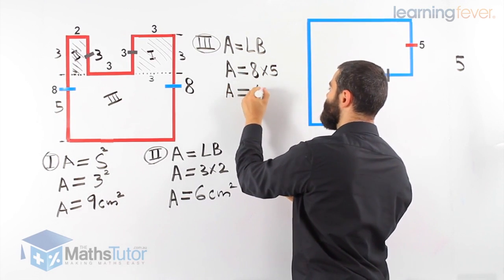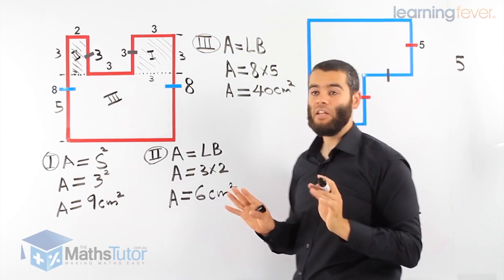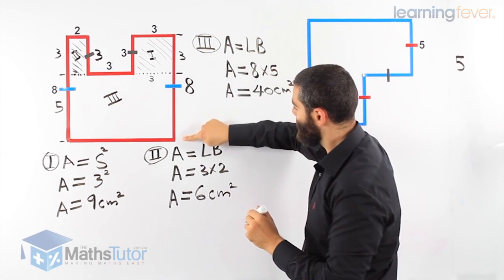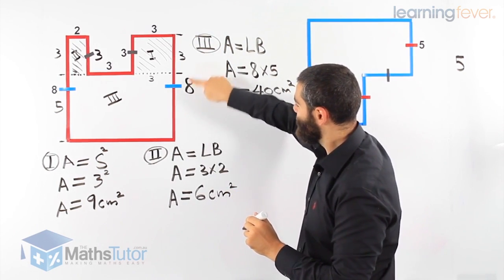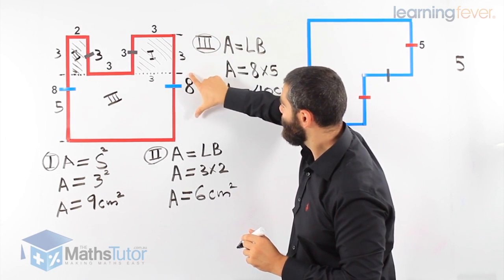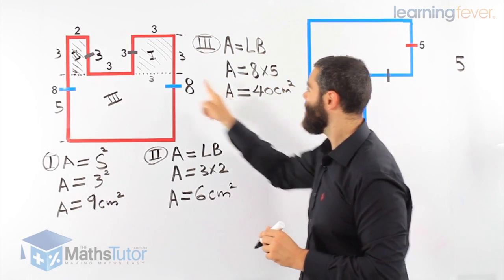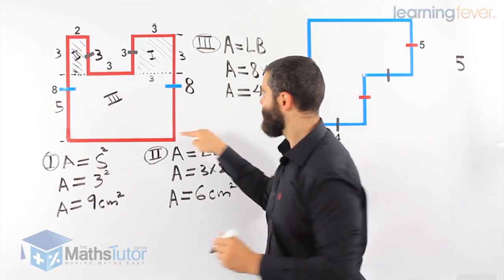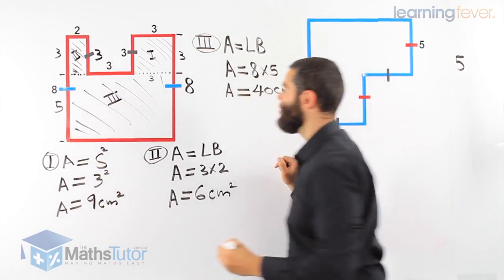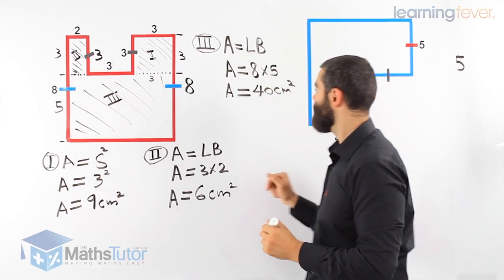Eight times 5 is 40 centimeters squared, 40 square centimeters. Very important: it's not 8 from here to there, it is only 5, because 8 is the total. Take away the 3, and we're left with 5 on this side. So 8 times 5, 8 here times 5 there, gives us the area for area 3, the rectangle.